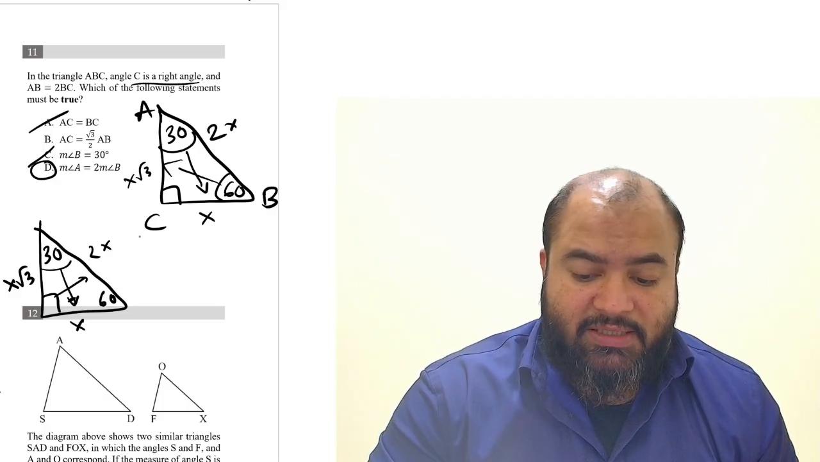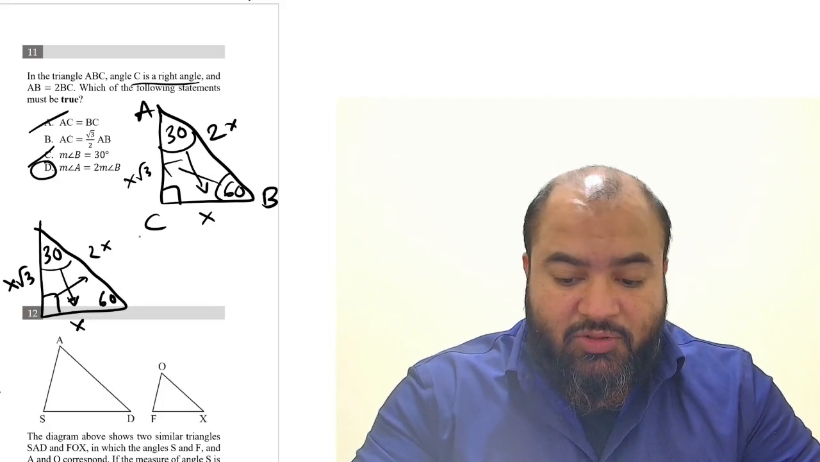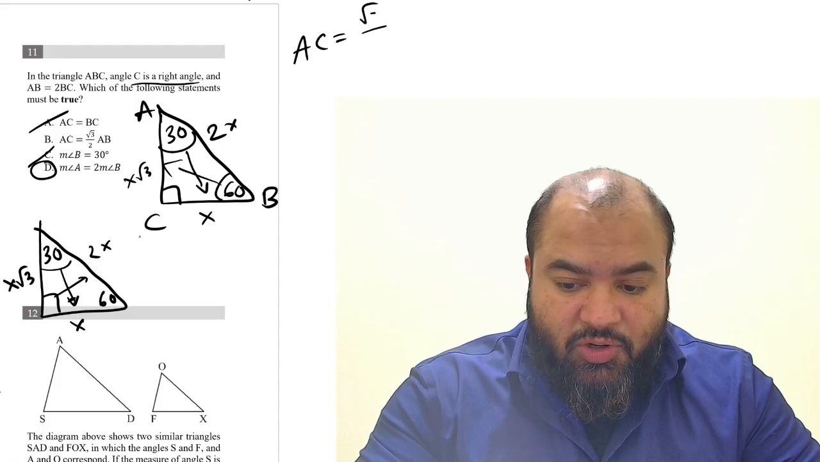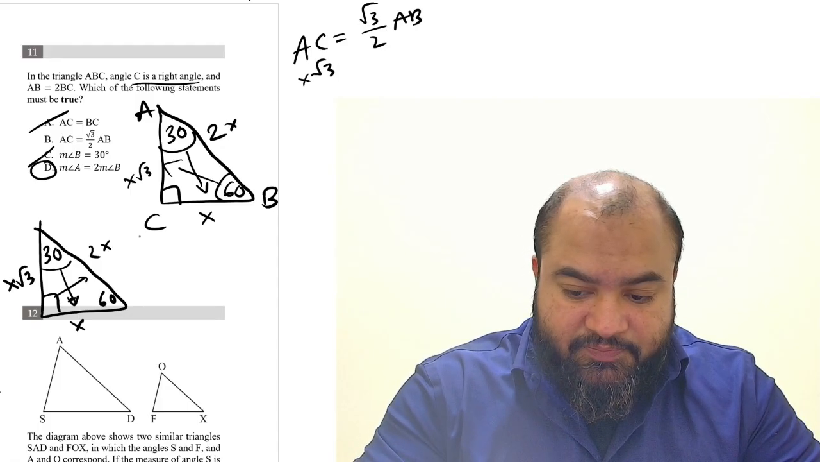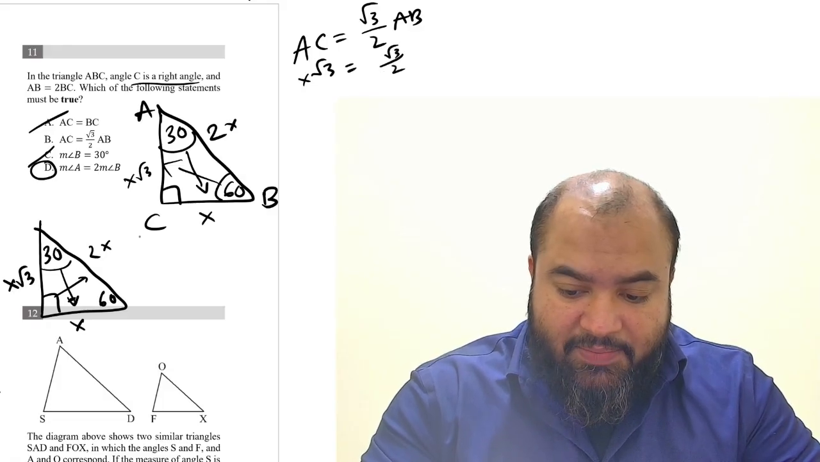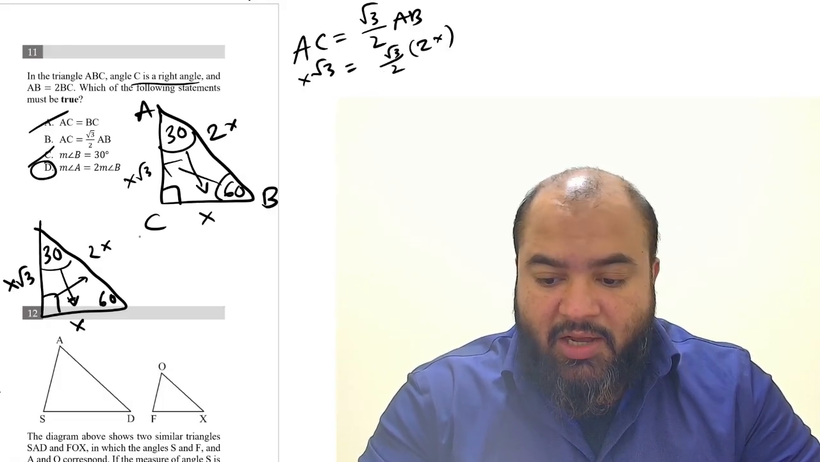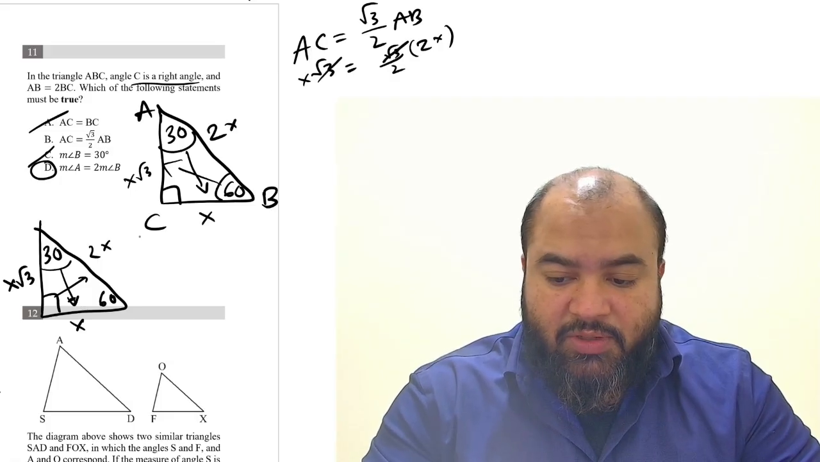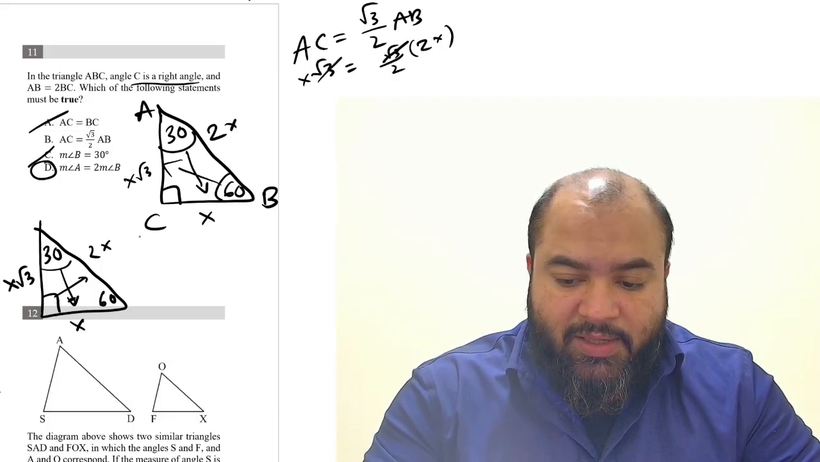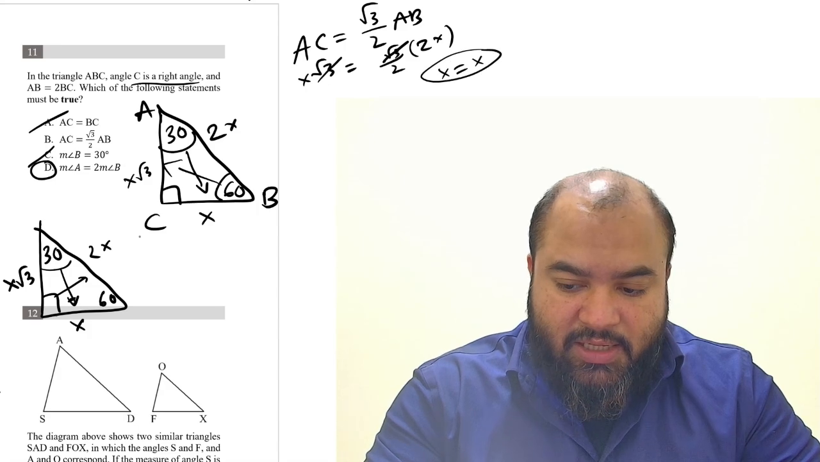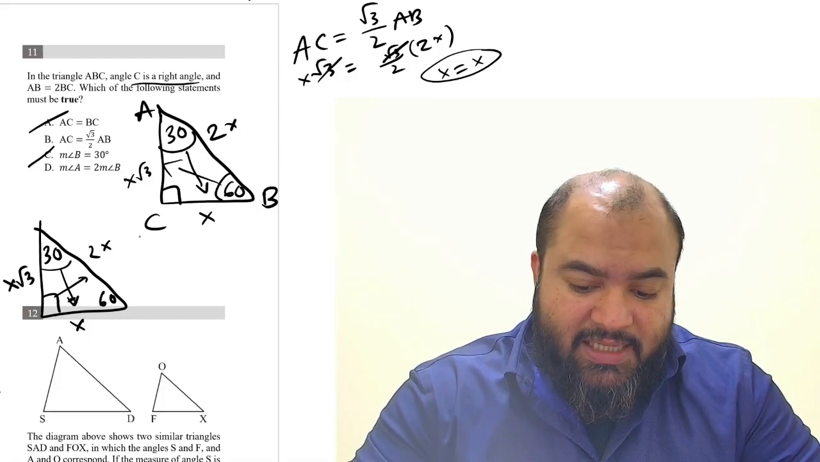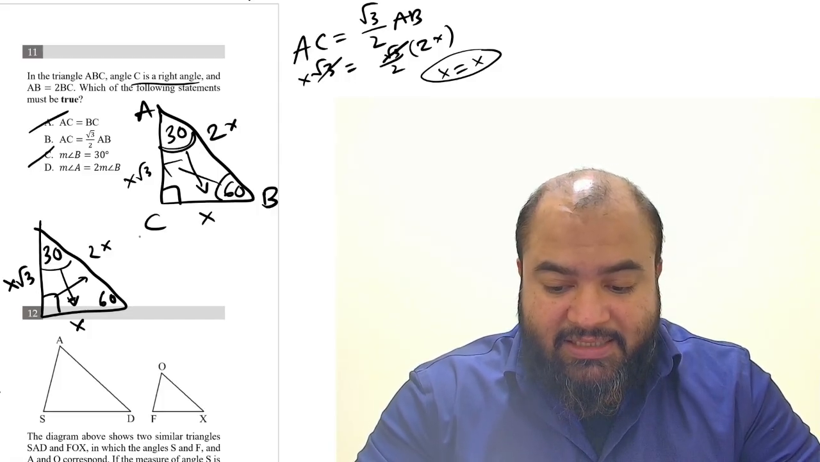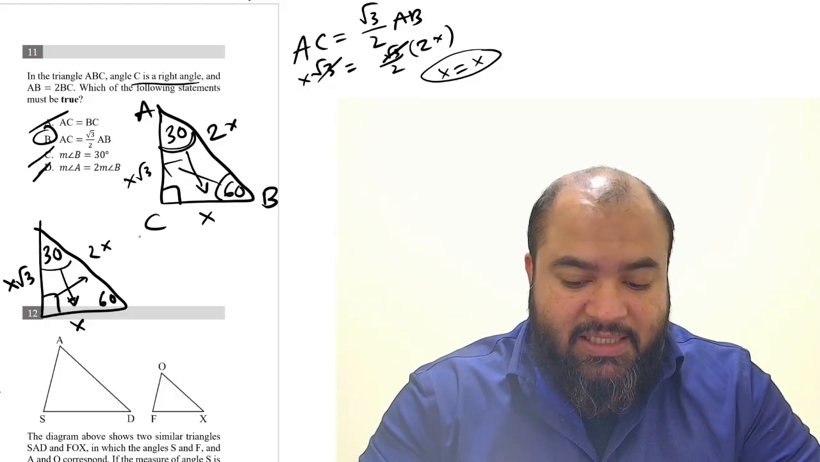But I don't think D is going to work. But if you want to check it out, AC is equal to square root of 3 over 2 AB. Now remember, AC is X radical 3, and AB was 2X. If you divide both by radical 3, it will be gone, and 2 divided by 2 is just 1. So X equal to X. Okay, this actually works. Oh, no. D is not going to work. Sorry. Angle A is actually half of angle B. So B is the answer. D is not the answer.